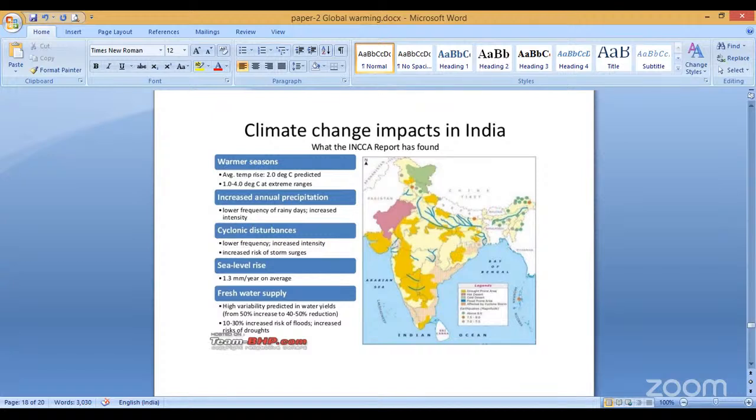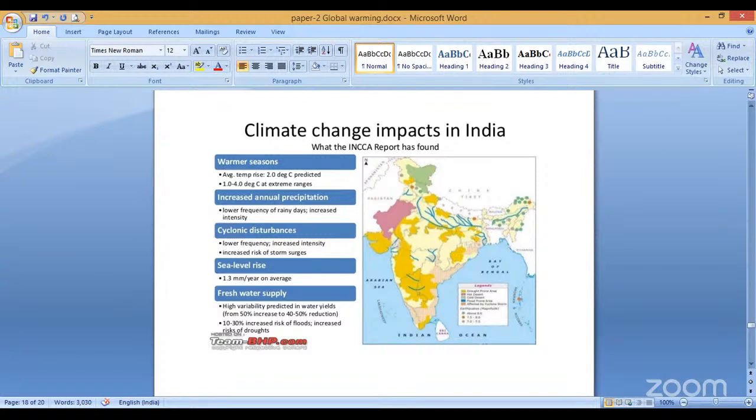Then coming to the next one, climate change impact in India. What the INCCA report has found. Observe this picture carefully. This is India. The upper side, the big hand side, is Arunachal, the east side. We already know that Arunachal Pradesh is in the east, Gujarat is in the west, Jammu and Kashmir is in the north, and Tamil Nadu and Kerala are the southern parts of India.